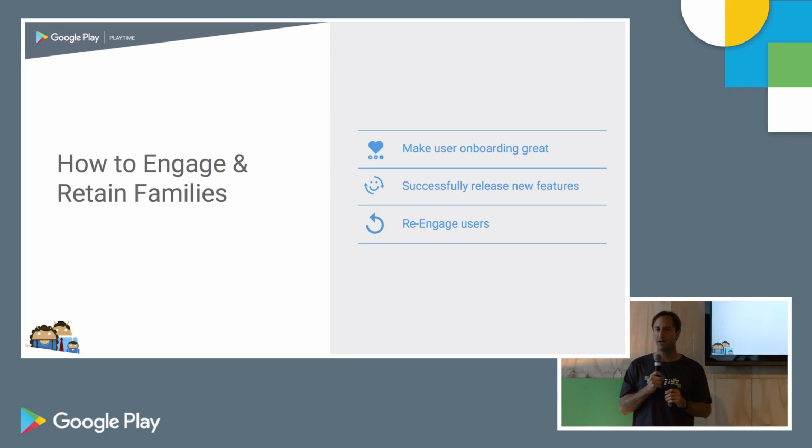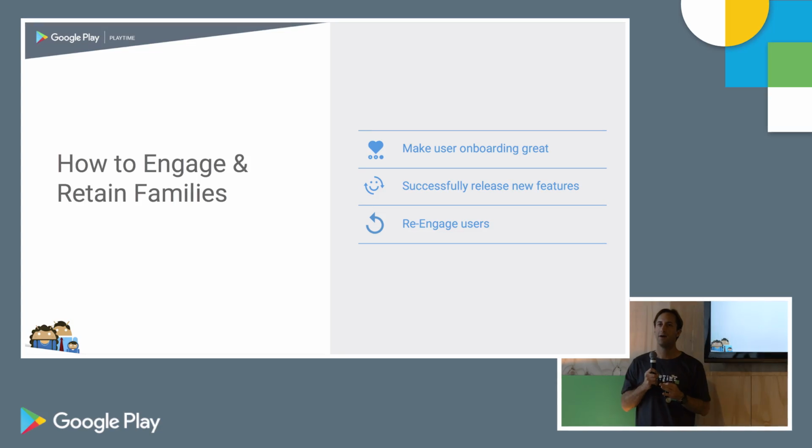So the format of this presentation is really threefold. I'm going to start off by talking about user onboarding. We actually just had a great presentation from 01 Digital. They talked about how they're thinking through onboarding, and we have some great data from Budge Studios as well. Second of all, we're going to talk about successfully releasing new features and content, how PBS Kids is thinking through that and other partners. And then finally, we're going to talk about re-engaging users.